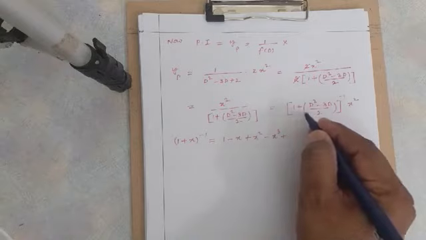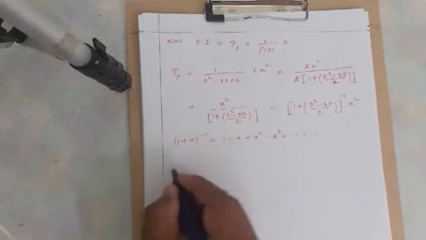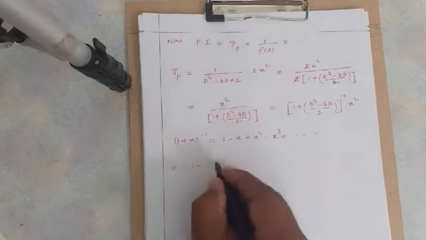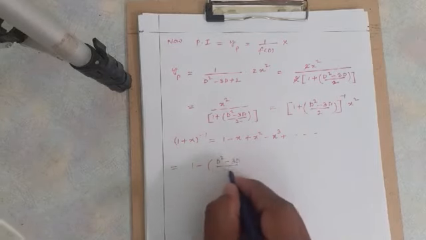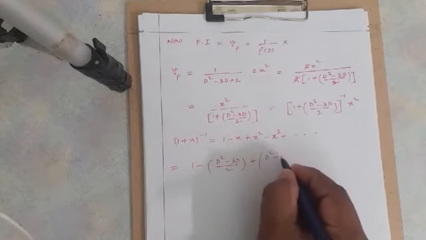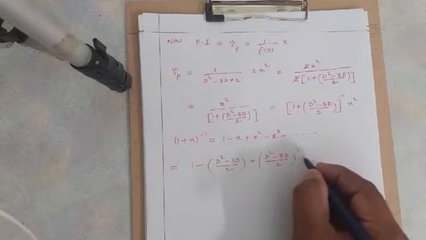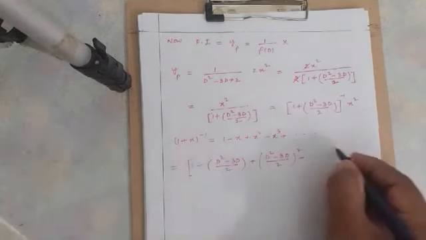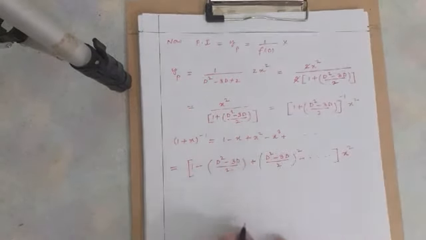So this is nothing but (1 + x) to the power minus 1. Now we apply this expansion. If you apply this expansion, then you get 1 minus x, which is nothing but (D² − 3D)/2, plus, again, ((D² − 3D)/2) whole squared, minus, and so on. You can take any three terms, or you can take another term also, no problem.